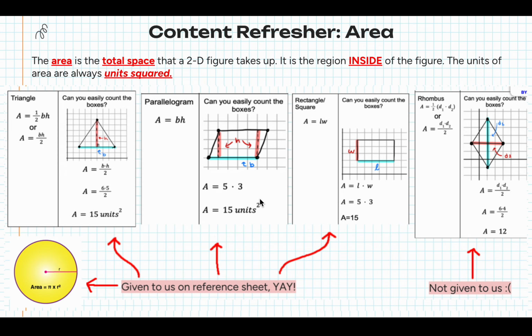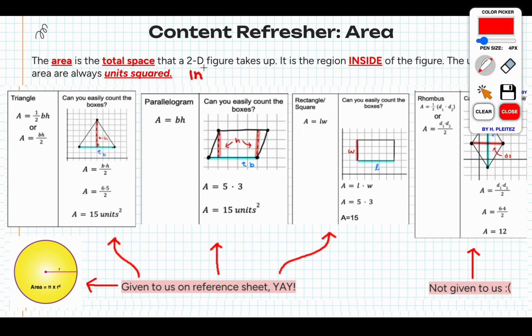So content refresher, remember that area is the total space inside that a 2D figure takes up. It's the region inside of your figure, and the units are always squared. So for example, we have inches squared, feet squared, centimeters squared, right? Whenever you see this squared at the top, that's usually a giveaway. That is an area measurement of 2 dimensions.